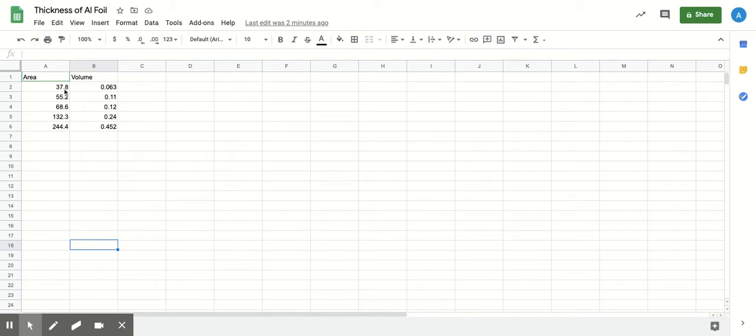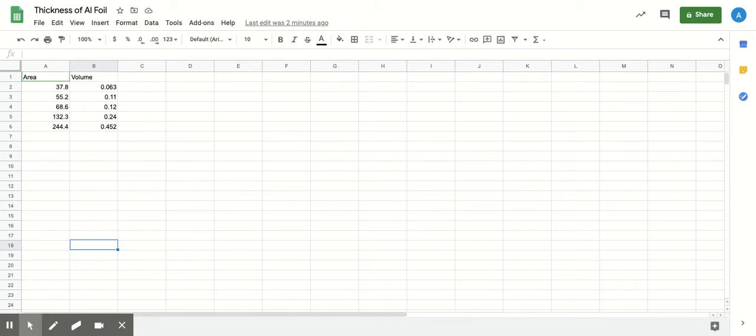So what I'm going to do is construct a graph where volume is represented on the y-axis and area is represented on the x-axis. And the slope of the trend line that results will give us the thickness of the aluminum foil, because the volume divided by the area is the height or thickness of the aluminum foil.